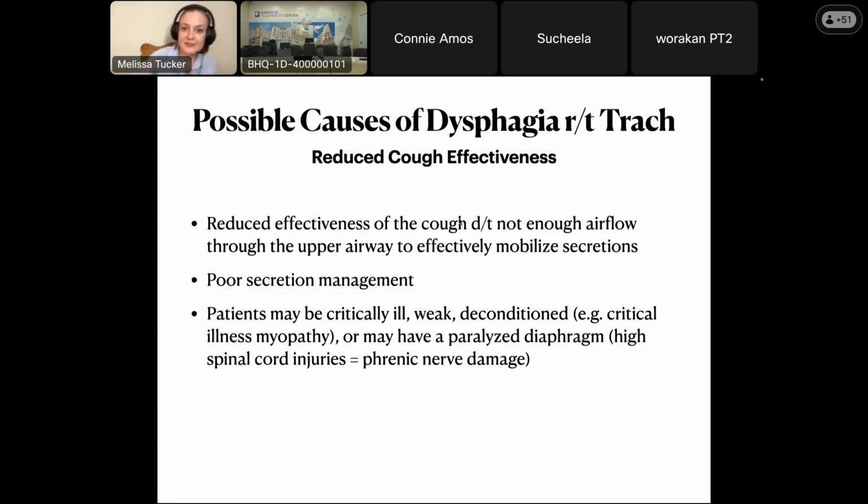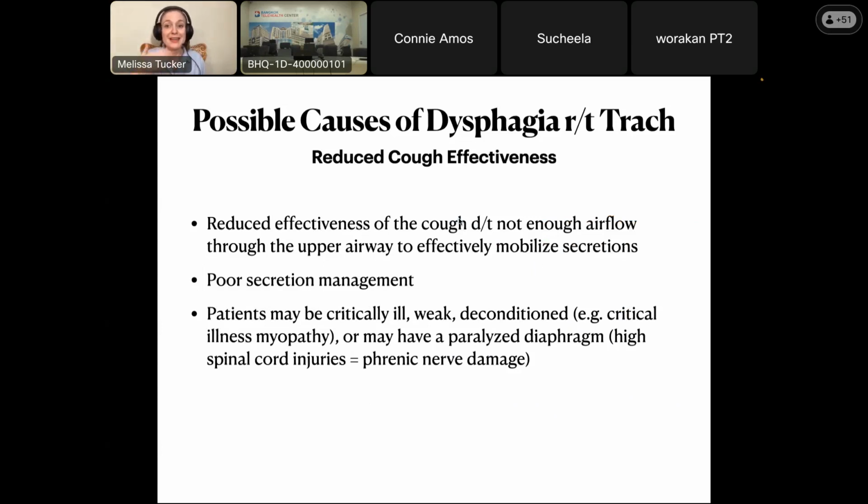Reduced cough effectiveness is another possible cause of dysphagia in this population. Because they are getting most of their airflow in and out of the trach rather than in and out of the upper airway, their cough isn't effective. They're not as able to effectively mobilize secretions. So these patients often have poor secretion management. Their mouth is full of secretions. There's secretions coming out the trach.